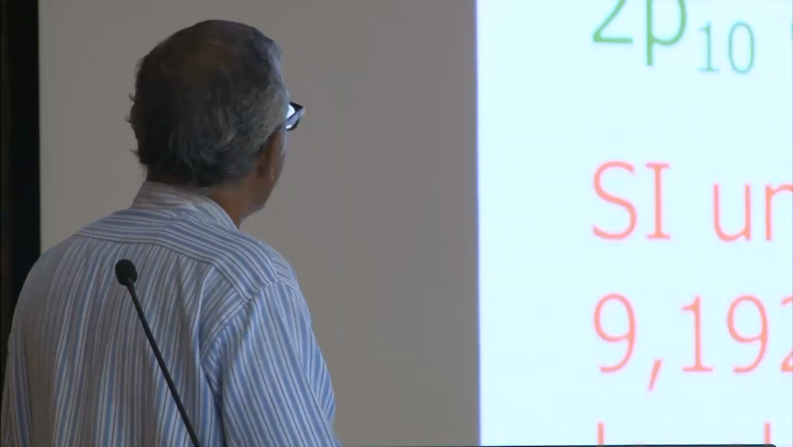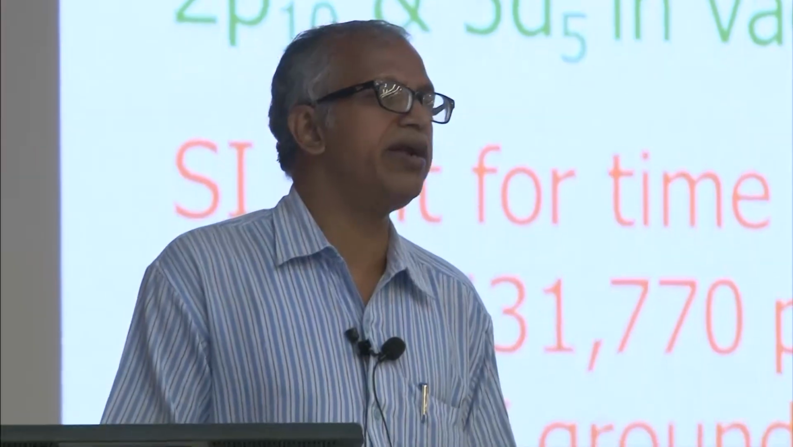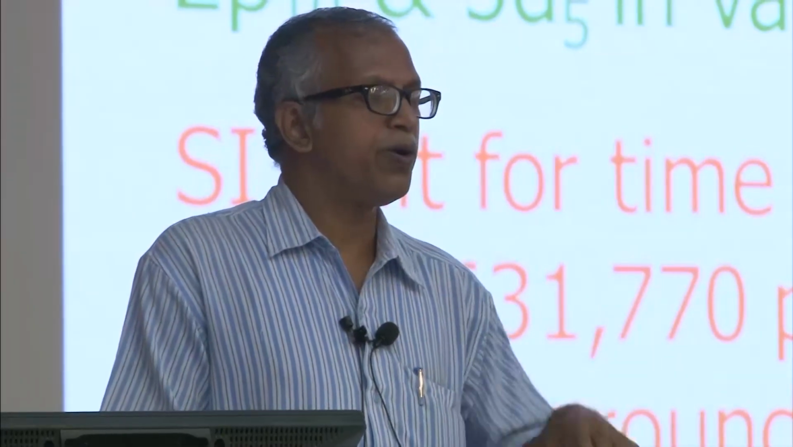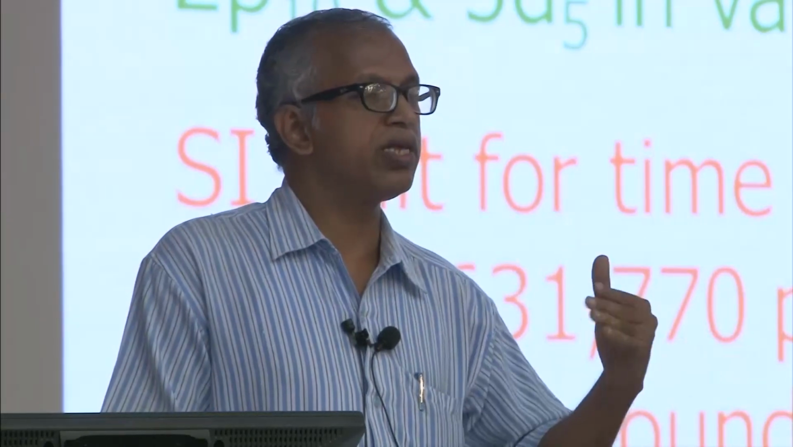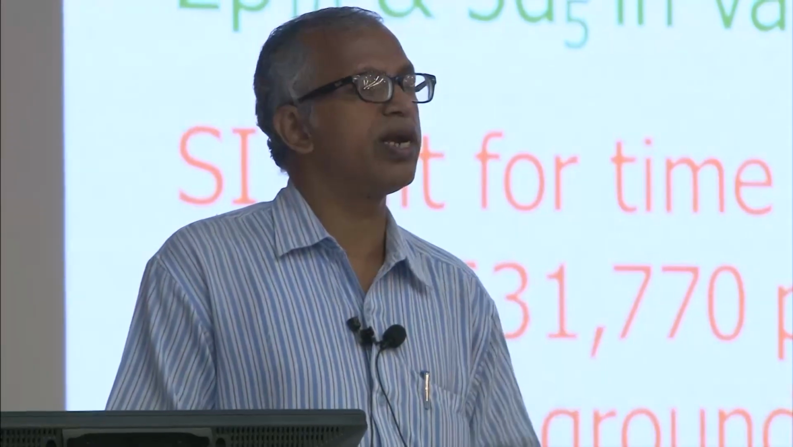Similarly, in earlier days people kept a metal bar and said this is 1 meter, but nowadays it has been changed. The basic SI unit of length is the meter, which is equal to 16,50,076.73 wavelengths of krypton 86 radiation, corresponding to the transition between 2p10 and 5d in vacuum. This is more precise, because this is the standard utilized for primary calibration, and you calibrate everything with that, so it should be as accurate as possible.